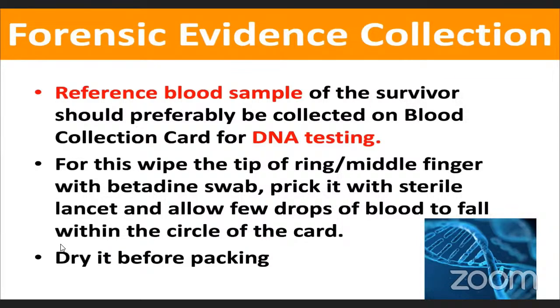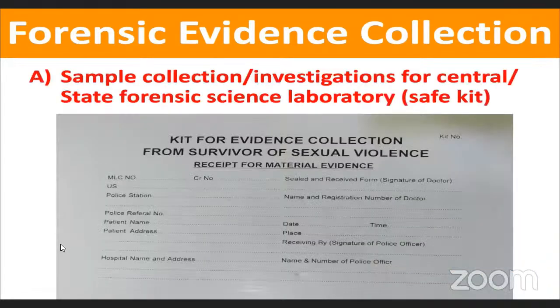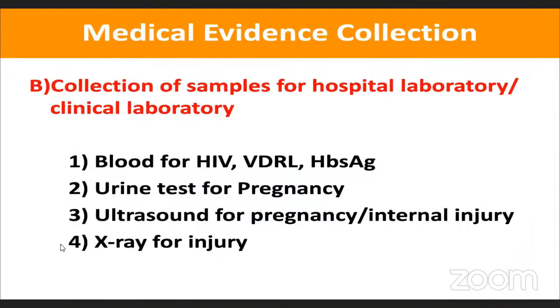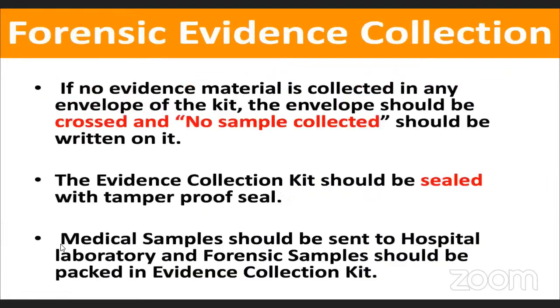For this, wipe the tip of the ring or middle finger with betadine swab, prick it with sterile lancet, and allow a few drops of the blood to fall within the circle of the card. Dry it before packing. This is the forensic evidence collection kit called SAFE kit. Collection of samples for hospital lab are blood for HIV, VDRL, and hepatitis B, urine tests for pregnancy, ultrasound for pregnancy, internal injury, X-ray for injury.